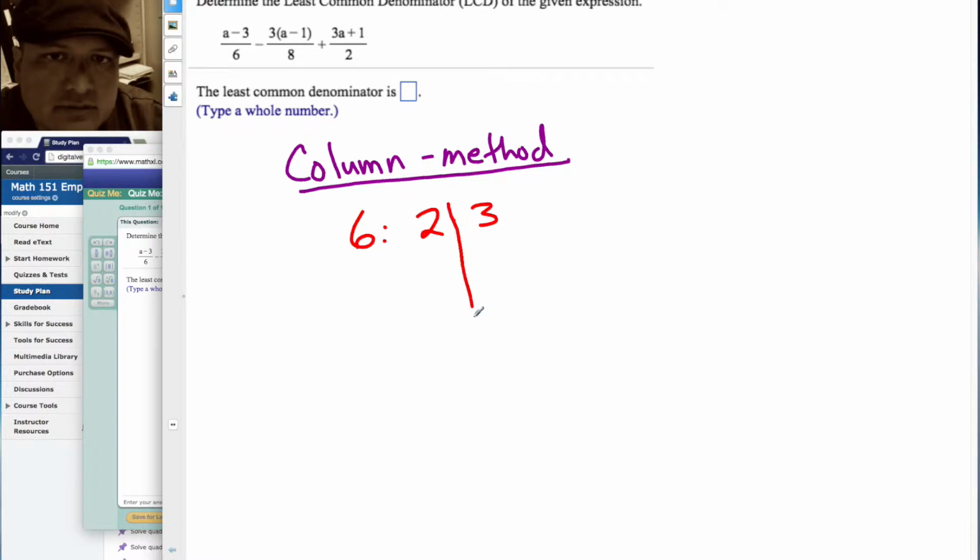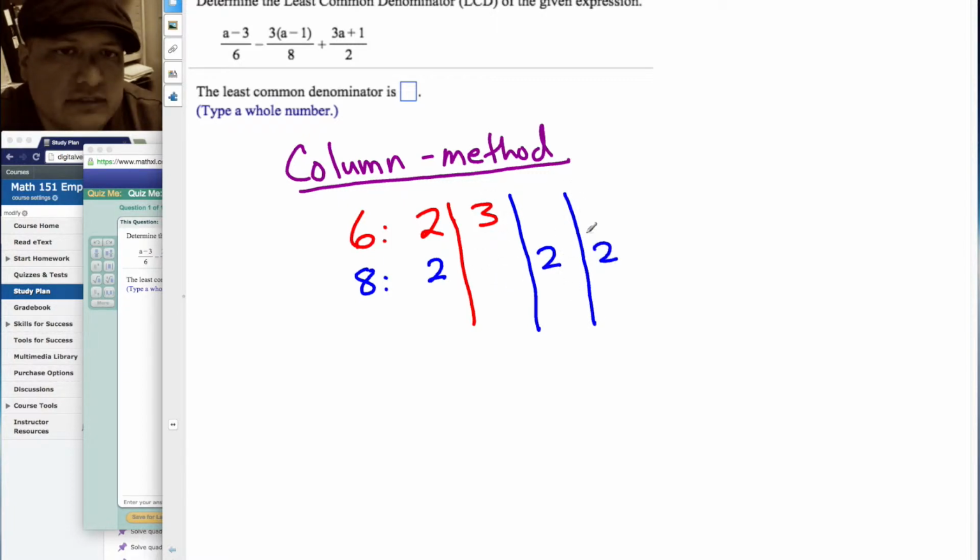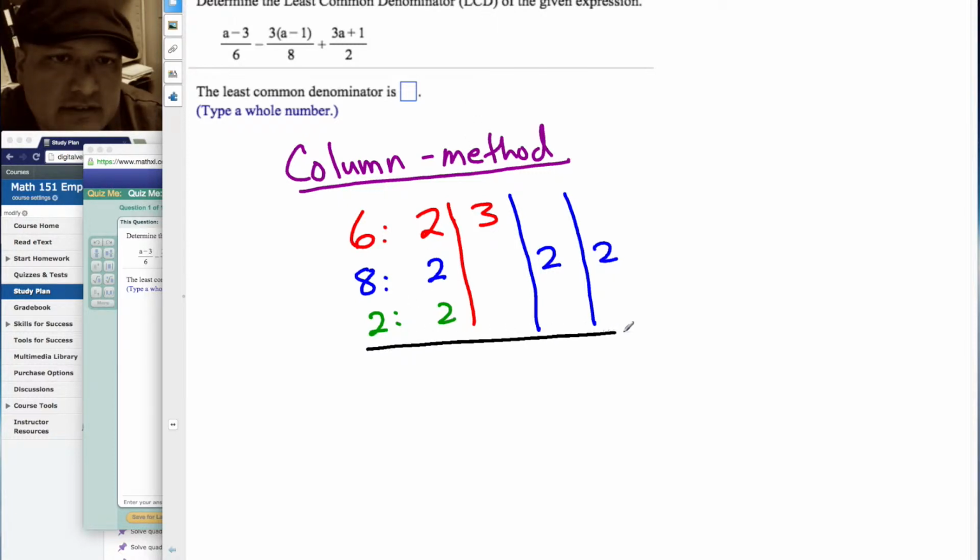What we're going to do is put each one in a unique column. 8 is 2 times 2 times 2, so we have to make a new column for the 2's because they're not 3, so they don't go here, but they need their own column. And then the 2 right here, there's just a 2. When you're done, you bring everything down. So just to recap, 6 is 2 times 3, 8 is 2 times 2 times 2, and 2 is 2.